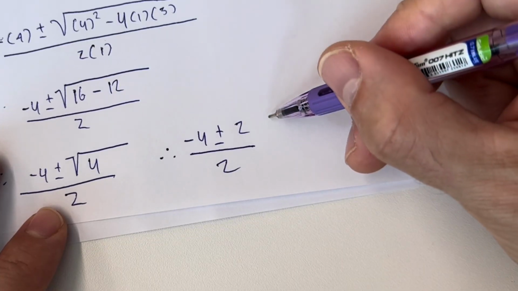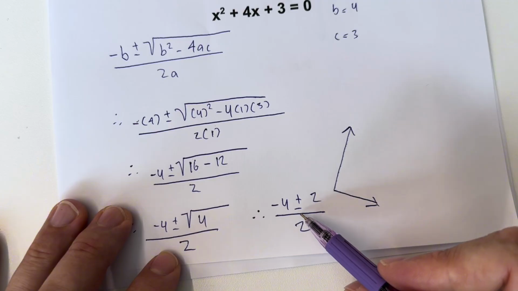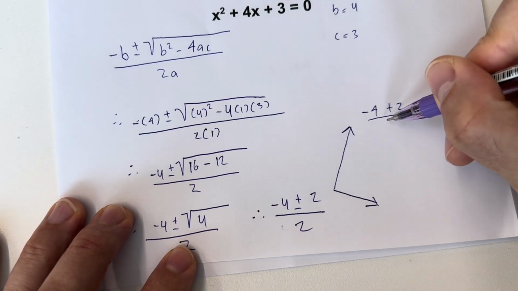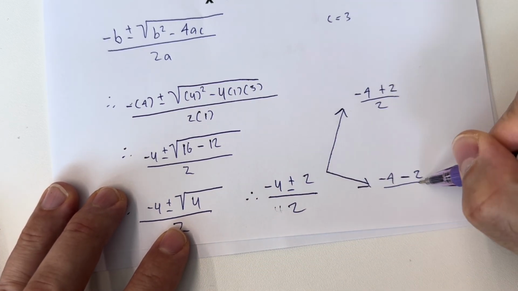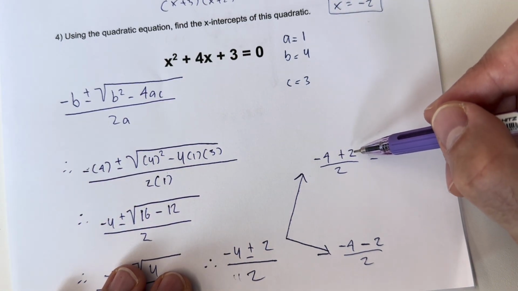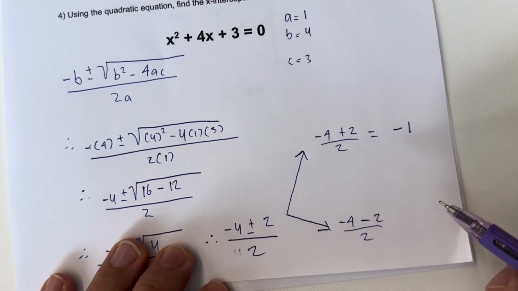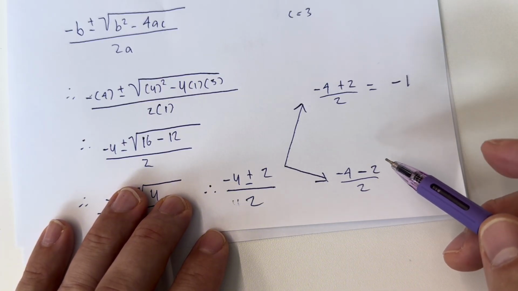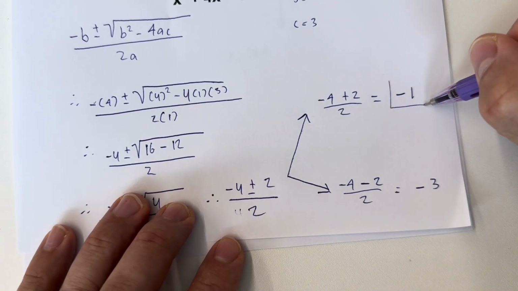And now this kind of goes into 2 directions. We can do one with the plus and one with the minus. So the first one is going to be negative 4 plus 2 over 2. And the second one down here is going to be negative 4 minus 2 over 2. Okay? And here we go. Negative 4 plus 2 is negative 2. And negative 2 divided by 2 is negative 1. Down here, negative 4 minus 2 is negative 6. Negative 6 divided by 2 is negative 3. And there you have found your roots.